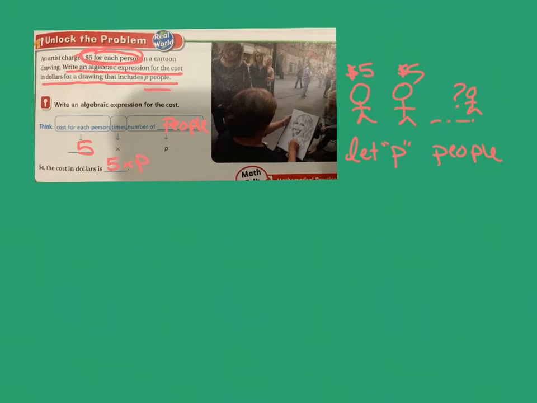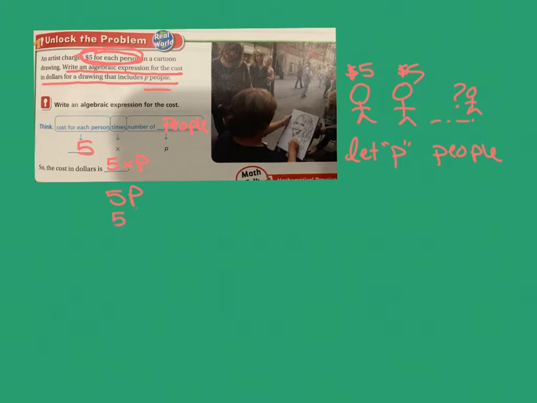Now, here's my chance to let you know, and I think at the top of the same page that we're looking at, where it says math idea, it talks about this too. More often, as you get further into math, rather than writing 5 times the variable, or a number times the variable, most of the time you'll see it written this way, 5p. It's assumed if you have this number right next to the letter, that you're multiplying those together. So 5 times p can be written as 5p.